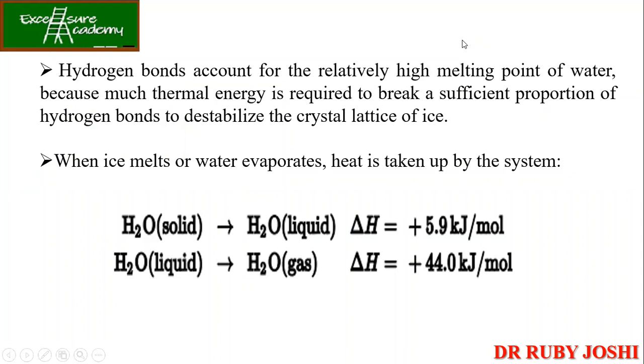So hydrogen bonds account for the relatively high melting point of water, already discussed, because much thermal energy is required to break a sufficient portion of the hydrogen bonds to destabilize the crystal lattice of ice.